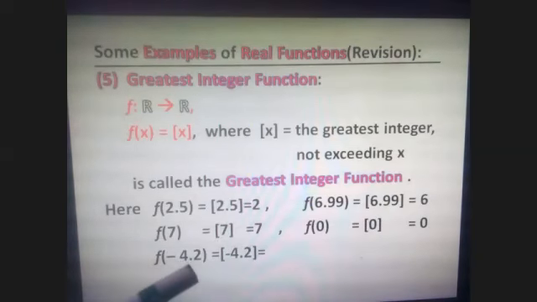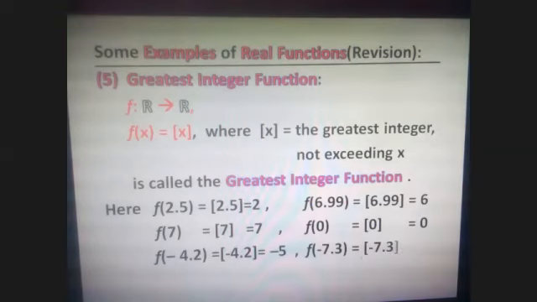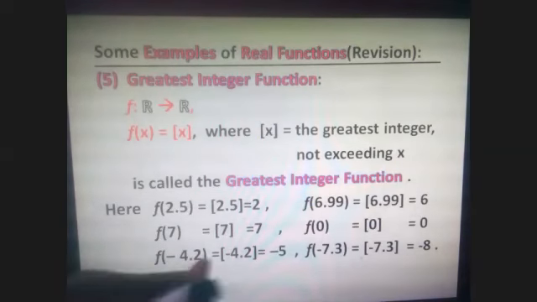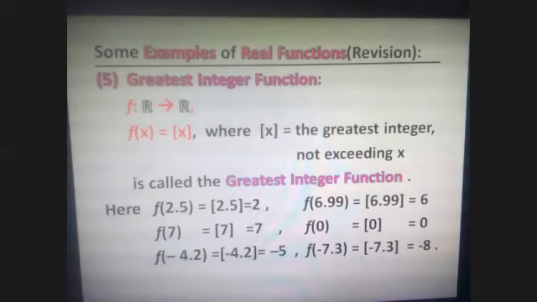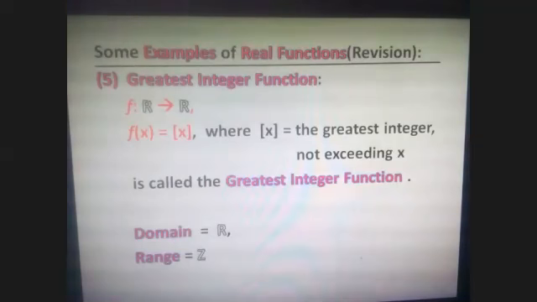f(-4.2) will be the integer part of -4.2. What will that be? Anyone? It is not -4, it is -5. -4 would exceed this number. It must be not greater than this, so it is -5. Integer part of -7.3 is -8. Be careful. Domain is R, range is Z, the set of integers.